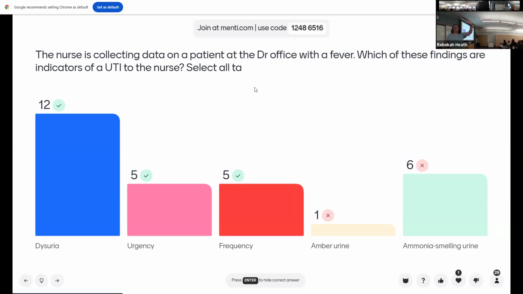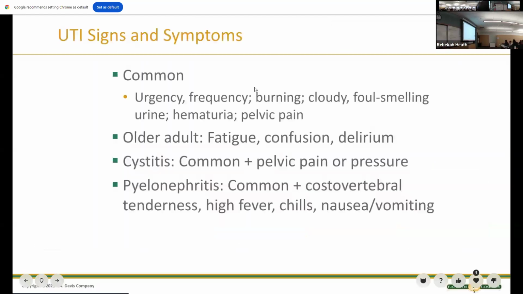Anybody smelled infected urine before, somebody who had a UTI? Yeah, it's not a fun smell. It's kind of gross. You're like, oh, this doesn't smell right. Okay, so let's keep moving on.